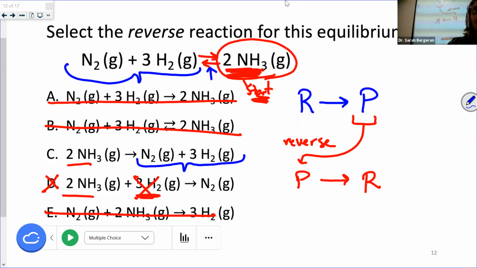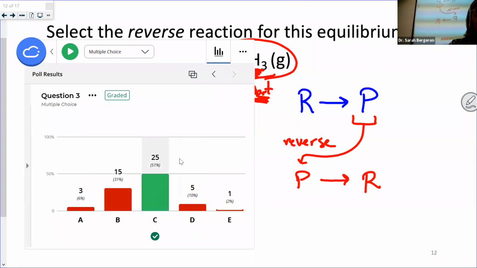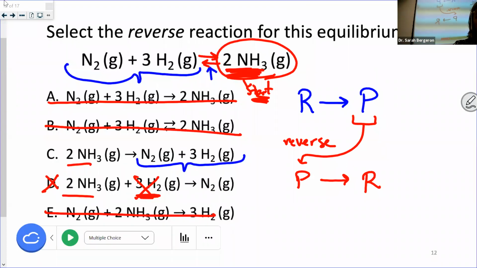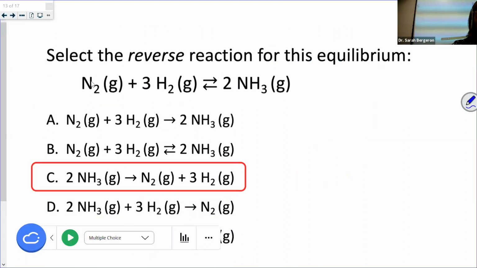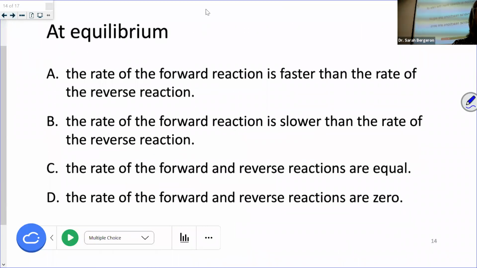Are we ready to answer a few more questions on equilibrium then? Let's see, what did y'all say? Most people said C. All right, at equilibrium, tell me about the rate of the reactions, of those forward and reverse reactions. Tell me about the rate.